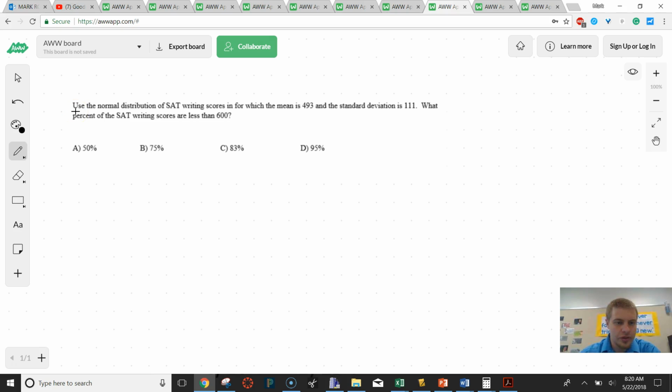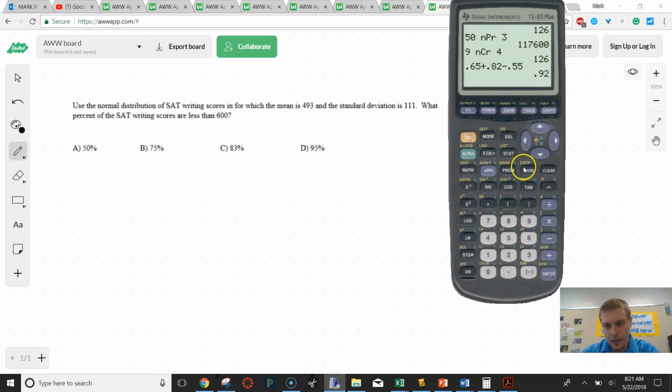Use the normal distribution of SAT writing scores in which 493 is the mean and 111 is the standard deviation. What percent is less than 600? As soon as it says use a normal distribution, I'm going to go to my calculator and go to my normal CDF. And they want less than 600. So we'll go from 0 as our low end, 600 as our high end, and then our mean was 493, and our standard deviation was 111. And then we're going to find for this that is around 83%.